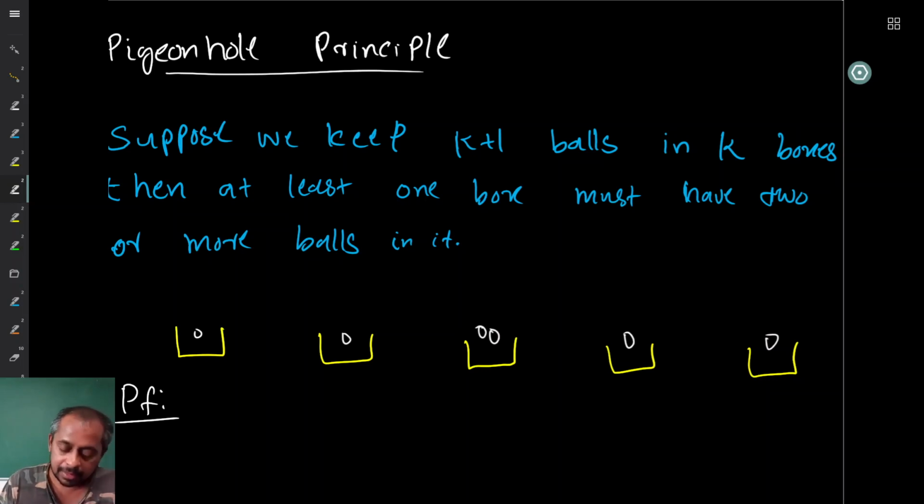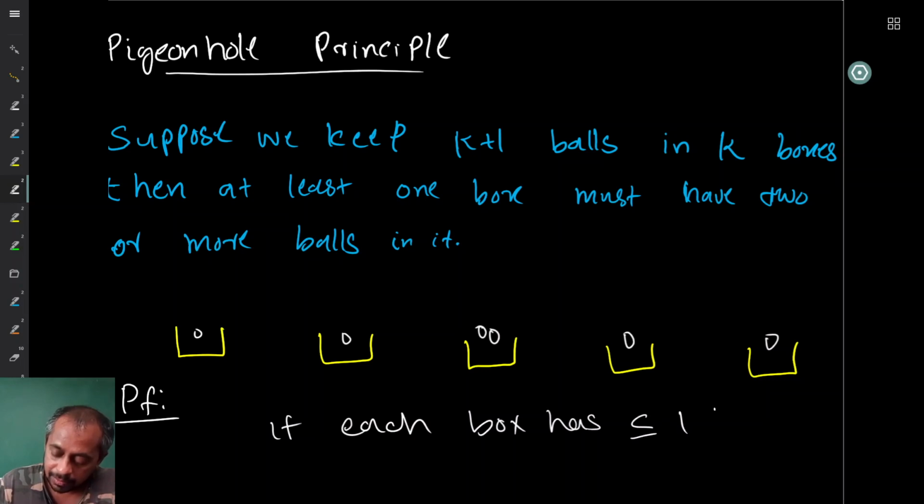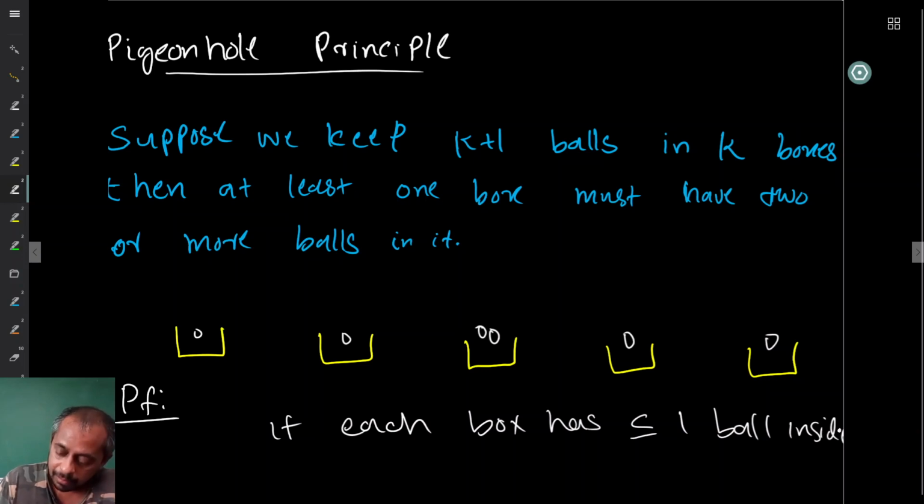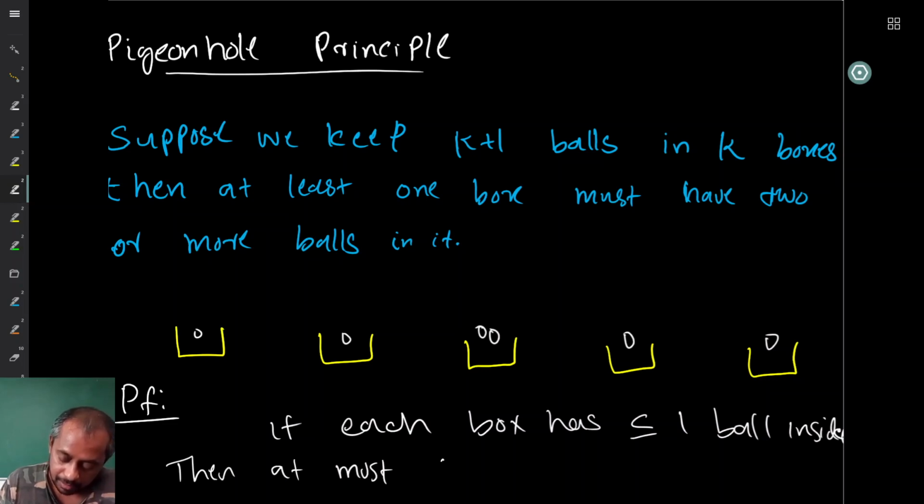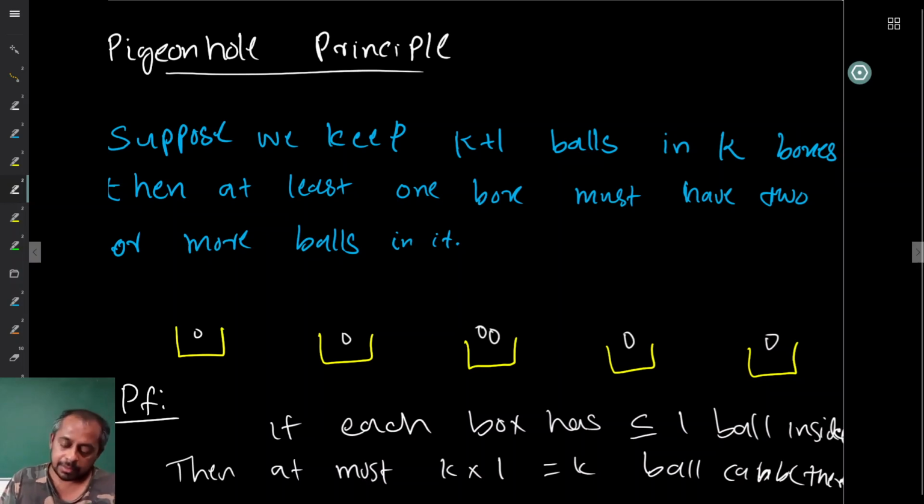Okay, so the proof was that if each box has less than or equal to one ball inside, then at most k into something less than or equal to 1, right? At most k into 1, equal to k balls can be there. So that is the proof, right?